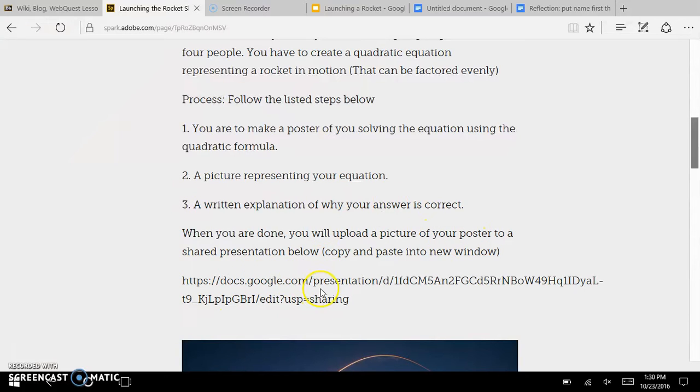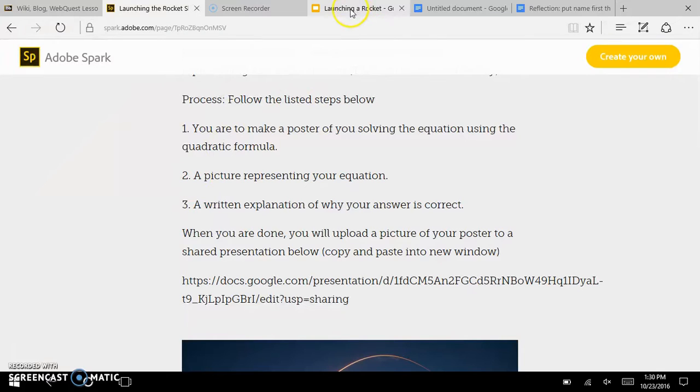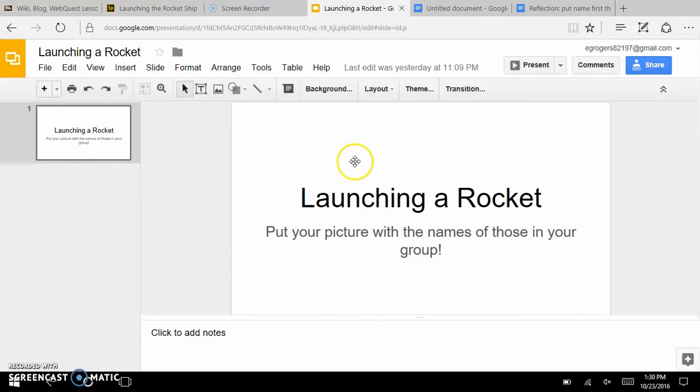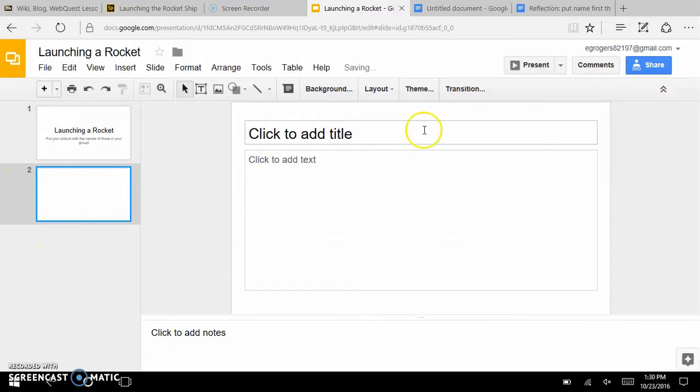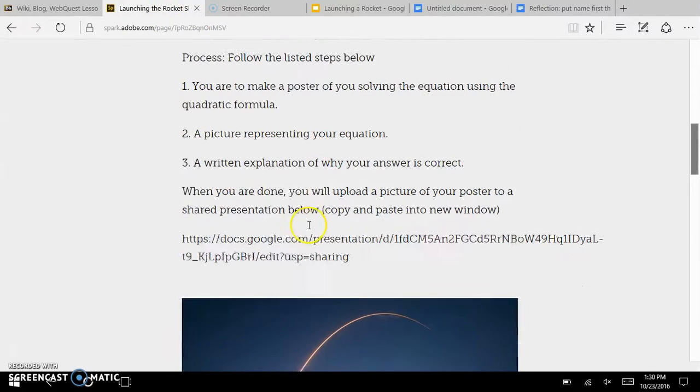So they're going to copy and paste this into a new window, and it's going to come with this. And they're just going to add and then type their name of everyone in the group and then put the picture right there. All right.